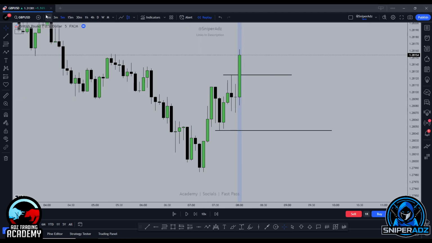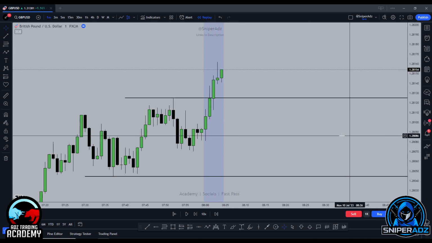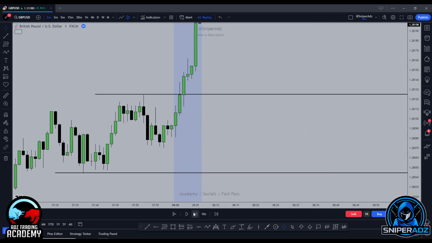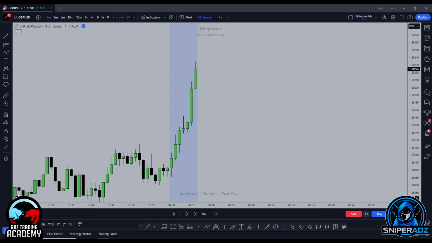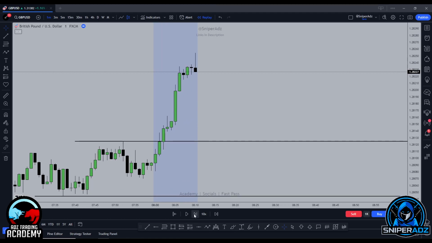We've waited for that 5-minute candle to close. Now that it's closed, we're going to wait for that shift in market structure, the market structure shift. So we keep on going, and we can see that the market is still bullish, still going to the upside.